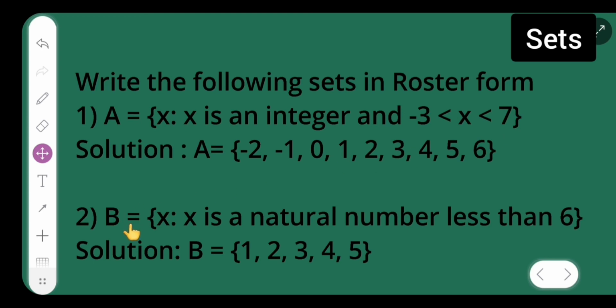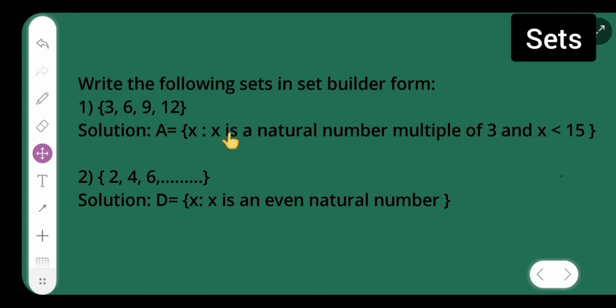Now second one is what? B. Now this set is what? Set of natural numbers less than 6. So natural numbers basically start from where? 1. And it is less than 6. They have said it is less than 6. So less than 6 is what? 5. So 1, comma 2, comma 3, comma 4, comma 5. Okay. Next is write the following set in a set builder form.